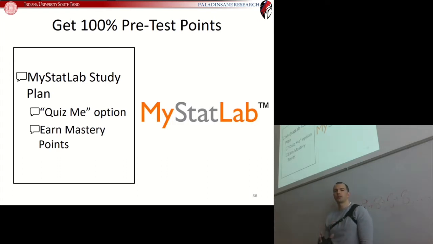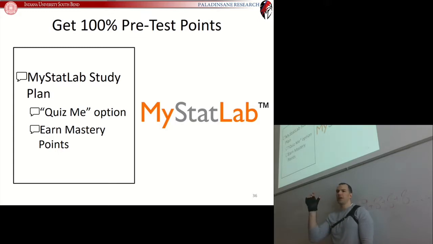So in terms of the MyStatLab study plan, there are a variety of different ways to get to the mastery points, but there's really only one way to earn those mastery points, and that's through the Quiz Me option. So whether you go through the study plan or directly through Quiz Me, what I want you to be aware of is that what I will grade is your mastery points.